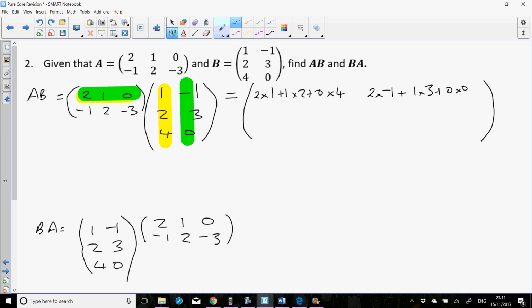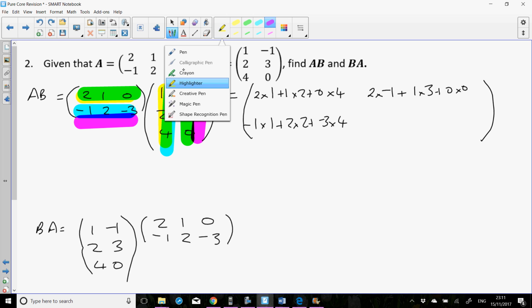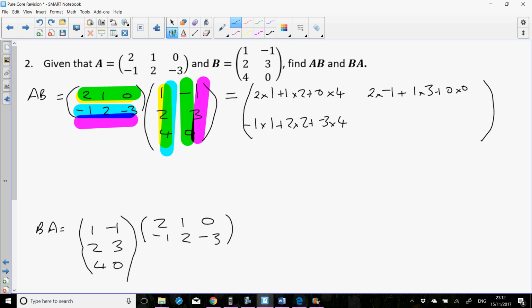Okay, moving on down, so now I've got another row. So now I do second row and first column. So I do negative 1 times 1 plus 2 times 2 plus negative 3 times 4. And then finally, in the last position here, we're going to have the second row, second column. Okay, so I do negative 1 times negative 1 plus 2 times 3 plus negative 3 times 0.